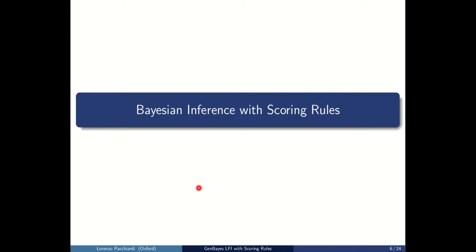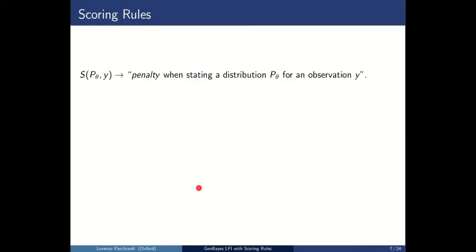Now, how do we perform Bayesian inference with scoring rules? First of all, what are scoring rules, in more detail? A scoring rule again is a function between a probabilistic model p theta and an observation y, and can be thought of as a penalty which you incur when stating a distribution p theta for an observation y. It's kind of a loss function if you want.